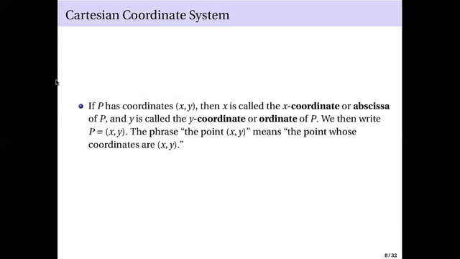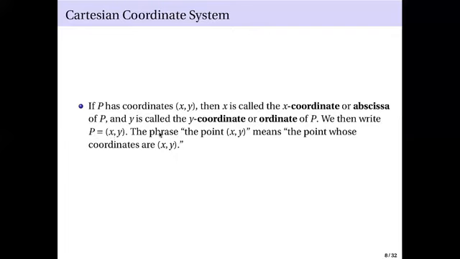Now, if P has coordinates x, y, then x here is called the x coordinate, or it's also known as the abscissa of P. But a lot of times we just use x coordinate. And then y is called the y coordinate. So this actual value here we call the y coordinate, or it's called the ordinate of P. And then we write P equals x, y.